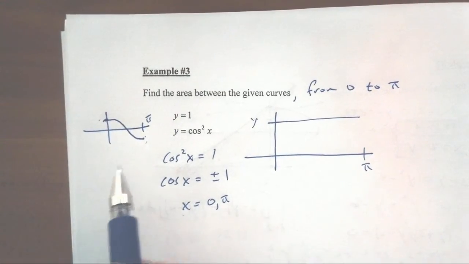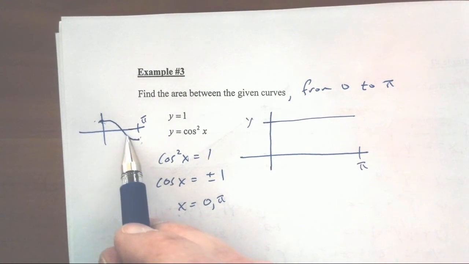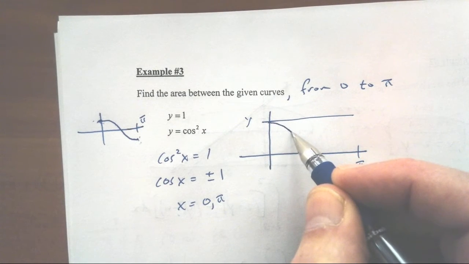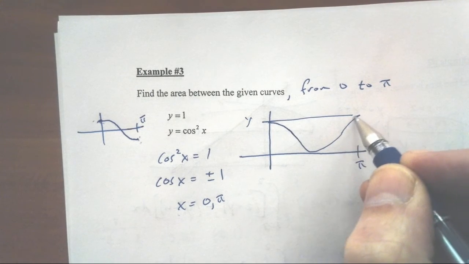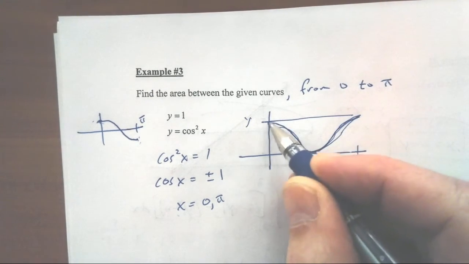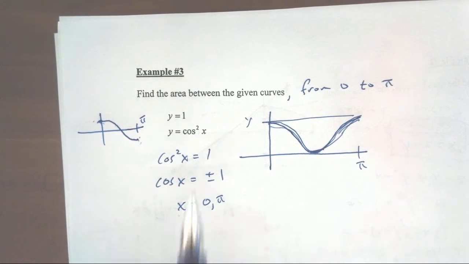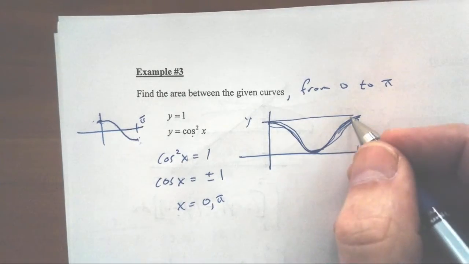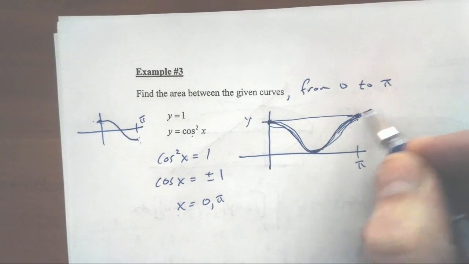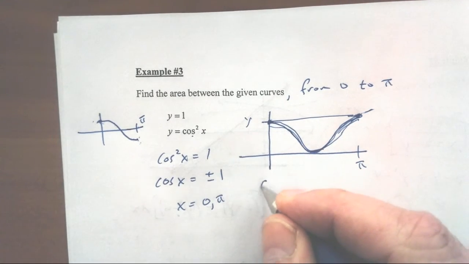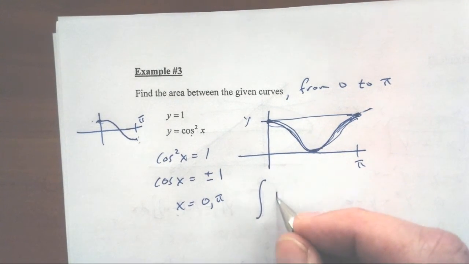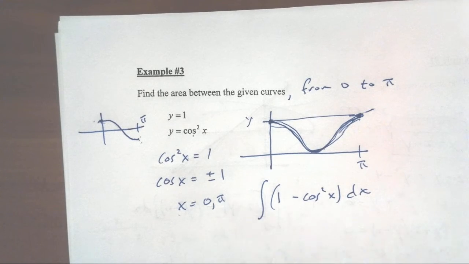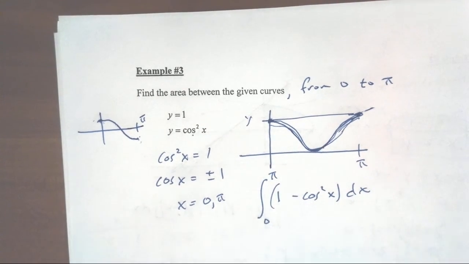Now, cosine from 0 to pi wants to look something like this, but when we square it, that changes things. We're going to come down, we're going to hit 0, and we're going to head back up. We're going to actually look something more along the lines of this. You can put it in your calculator to get a good feel, but the important thing I know is that my cosine squared graph is underneath 1, and it never crosses over that. Therefore, I can just say integral of top function minus bottom function dx from 0 to pi.